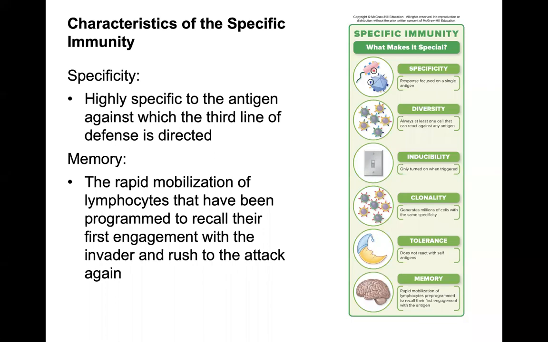So looking at specific immunity, what makes it special? One is specificity: the response is focused on a single antigen. Diversity: you always have at least one cell that can react against any antigen. Inducibility: it only gets turned on when it's triggered. Clonality: this generates millions of cells with the same specific immunity. Tolerance: it does not react with self-antigens. Again, that would be bad. And then memory, the ability to recall when you see that particular antigen again.